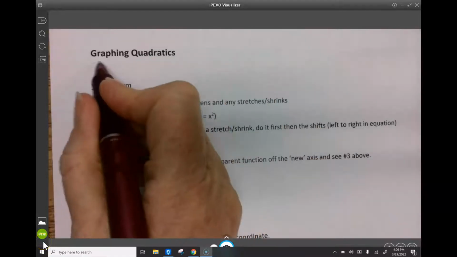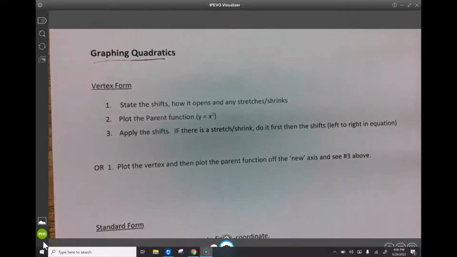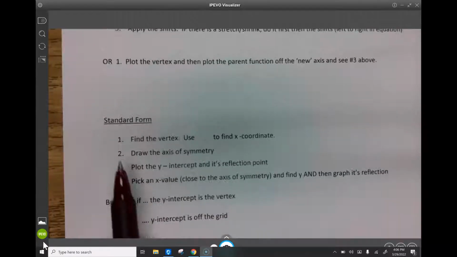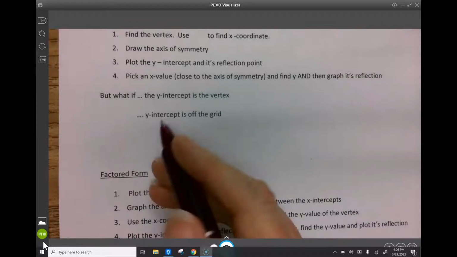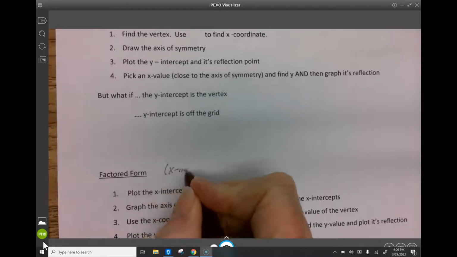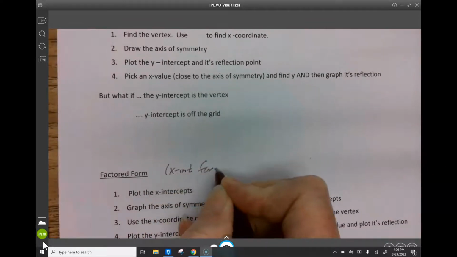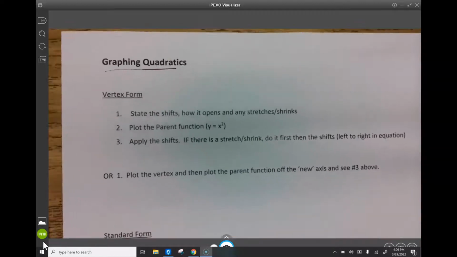So now we're going to talk about the 3 different ways to graph quadratics. We're actually going to review the 3 different ways that we've just learned. We've learned vertex, standard, and factored form, or sometimes called x-intercept form. Okay, so we started off with vertex form.